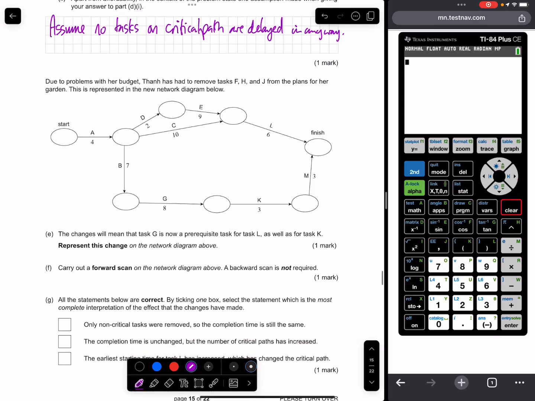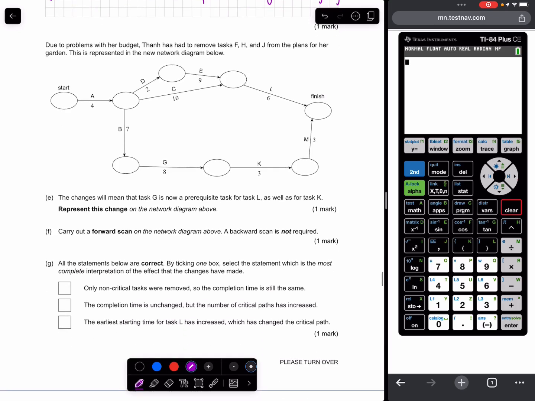Due to problems with the budget, Tan has had to remove tasks F, H, and J from the plans. This is represented in the network diagram below. This means that task G is now a prerequisite for task L as well as for task K. Represent this change on the network diagram above.